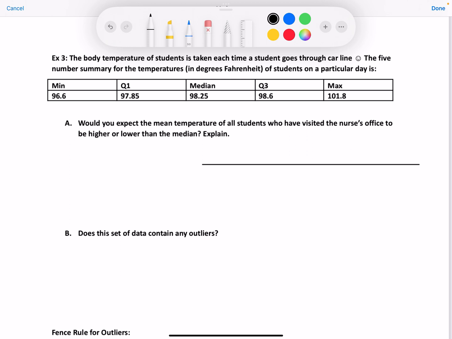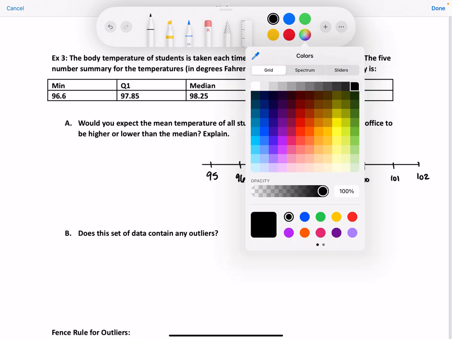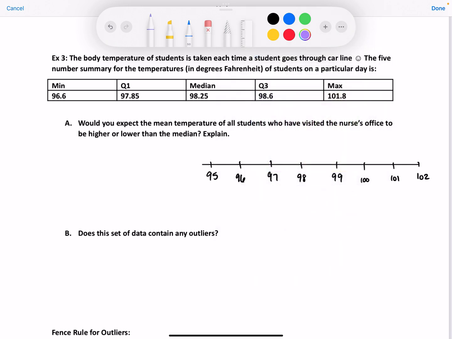I'm going to start at 95 just because I'm all the way down to 96. So 95, 96, and I'm going all the way up to 102, basically because I'm going to go a little higher than the max. And then I'm going to draw my box and whisker plot. Not the cat in the box. So the min is at 96.6.